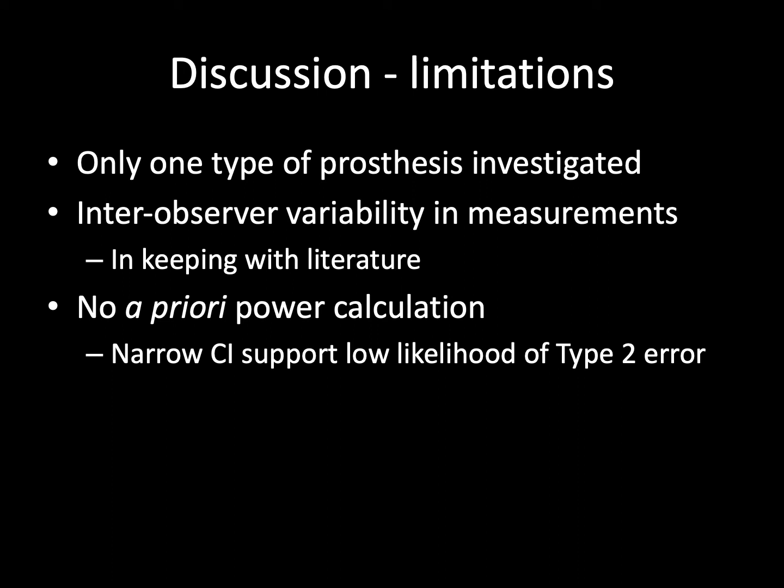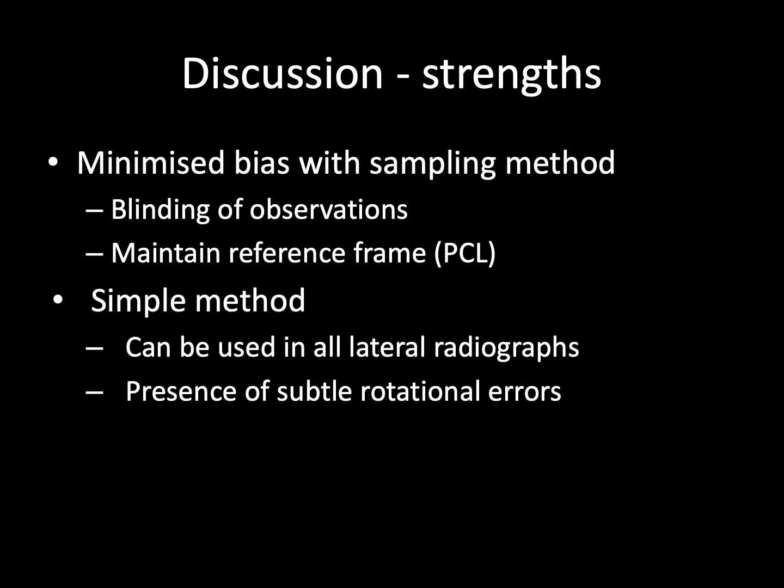The limitations of our study are that we only investigated one type of prosthesis design, and additionally there was some inter-observer variability in measurements of the posterior tibial slope, although this is in keeping with similar studies in the literature. Furthermore, we didn't conduct an a priori power calculation, but our narrow confidence intervals in our ICC values do support a low likelihood of a type 2 error. Strengths of our study are that we minimize bias with our sampling method, blinding observations, and maintaining a fixed reference frame. And furthermore, this is a simple method which can be used in all lateral radiographs and can be of particular use in those with the presence of subtle rotational errors.